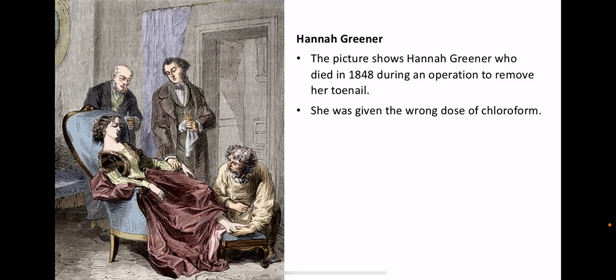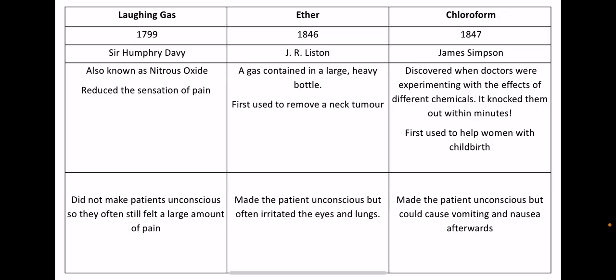So Hannah Greener is an example of someone who died during an operation because she was given the wrong dose of chloroform. So this is how your table should look now. If there's anything on here that you haven't got, pause the video and add it now.